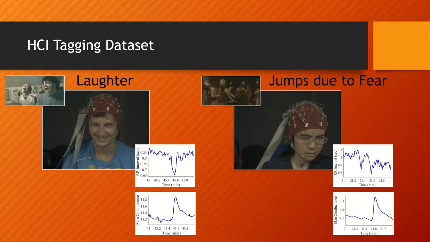The HCI tagging dataset was used in this study. Participants watched 20 emotion-inducing videos with a survey and neutral video in between each video. The subject's emotional states were determined by facial expressions instead of valence ratings, due to high participant variability. A correlation existed between decreased RR intervals, meaning an increased heart rate, and an increased skin conductance response at high arousal states, such as when a subject was laughing or physically jumped due to fear.